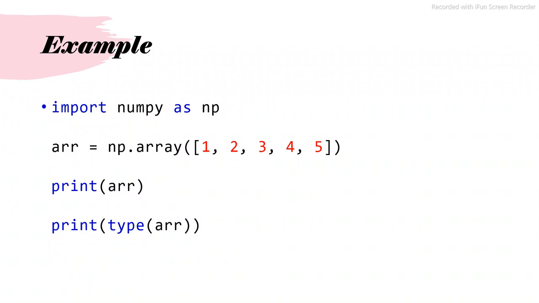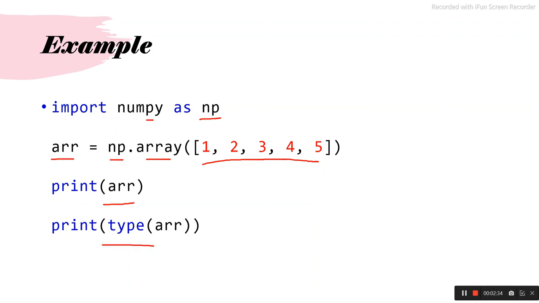This is a very simple example which shows how to create a NumPy array. As you can see, this is import numpy as np. np is the short name for numpy. You can give your own name; it's not necessary that you give only np. Then I am creating an array, np.array, with some numbers here, 1 2 3 4 5. Now this array is going to be a NumPy array, and it is stored in the variable arr. Then I am printing the array and printing the type of the array.